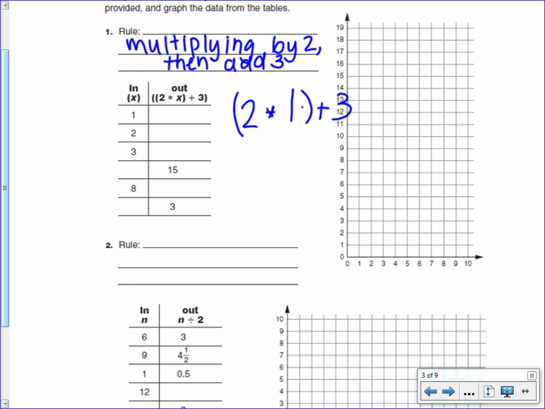Rewrite it so you have it the way you're going to solve it. Sometimes it's multiple steps, and it's really easy to make a mistake. Because now you can just look and go, okay, 2 times 1 is? 2. Plus 3. Okay, 2 plus 3 is?